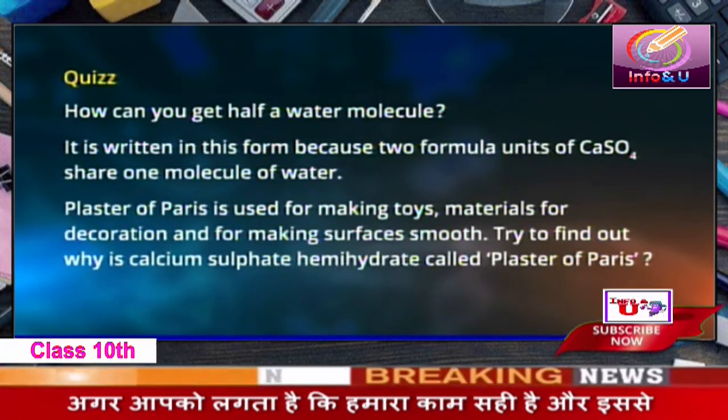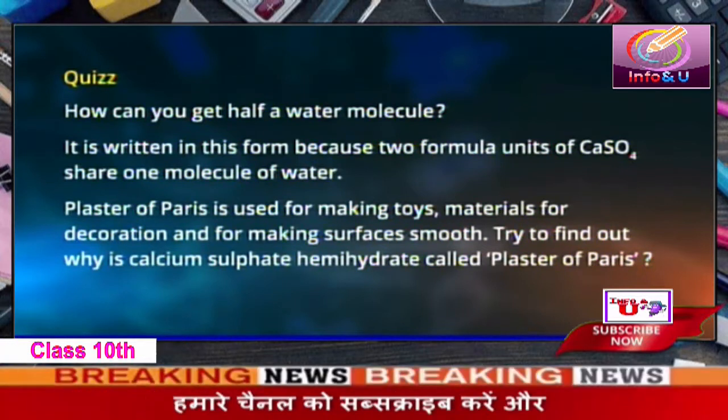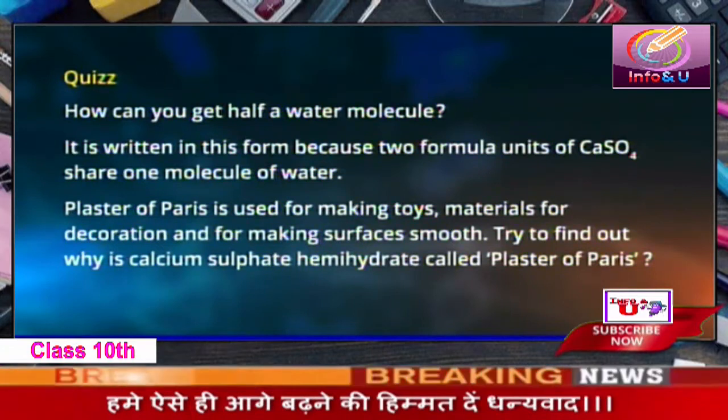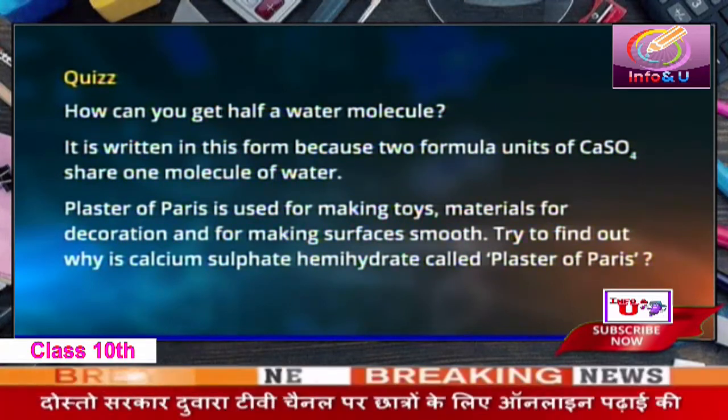So, plaster of Paris is used for making toys, materials for decoration and for making surfaces smooth. You must have seen its working. Try to find out why calcium sulfate hemihydrate is called plaster of Paris, because I told you that as a little scientist you should always ask questions, and it is not only in asking questions, you also have to invest some time in finding answers to those questions.